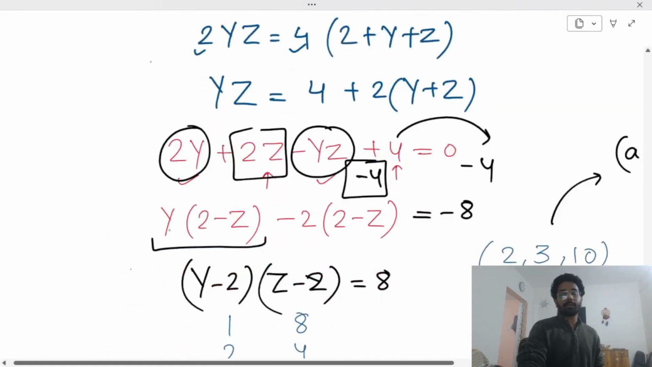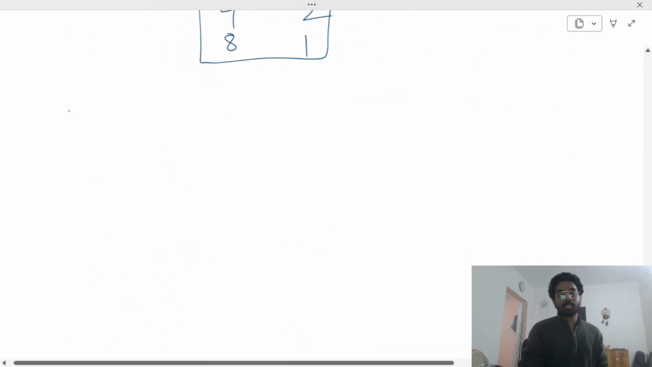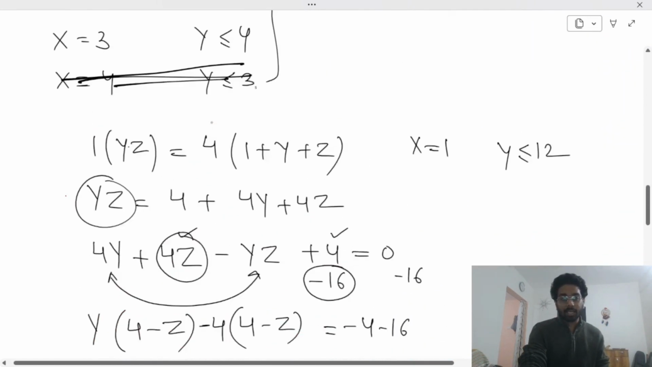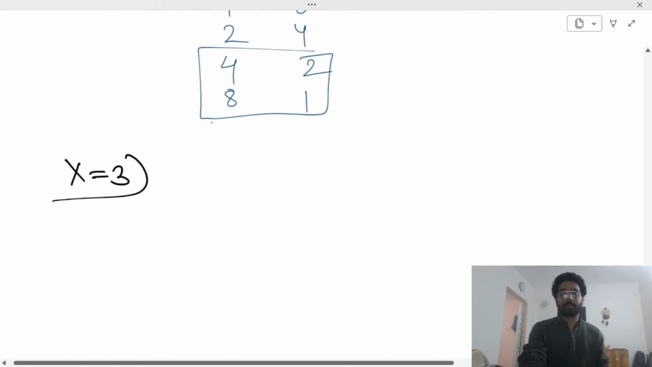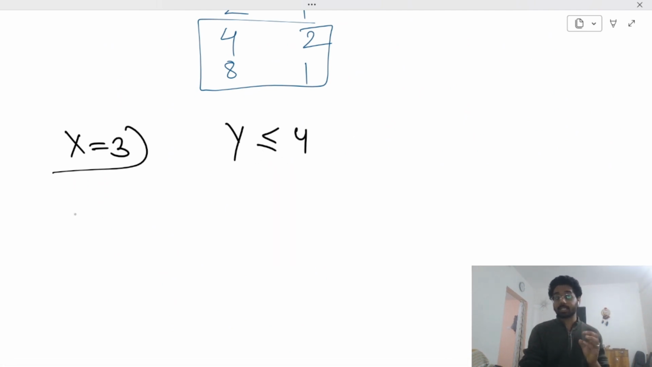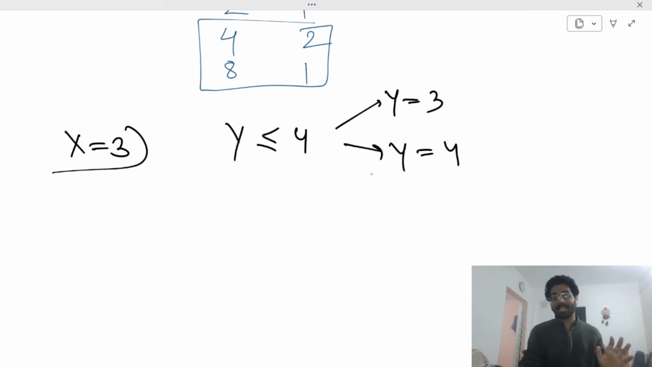X equal to 3, okay, fine. If x is equal to 3, in that case y needs to be less than or equal to 4. All right, now understand, y needs to be less than or equal to 4. There are two possibilities in this case. Either y can be equal to 3 or y can be equal to 4. There is no other case, right? I can directly solve without going through all of it.